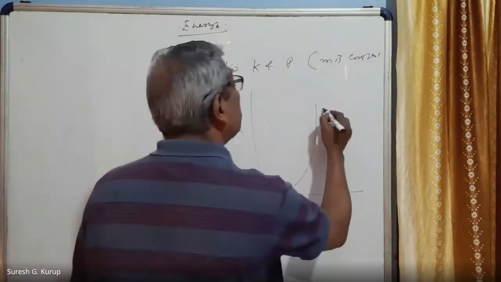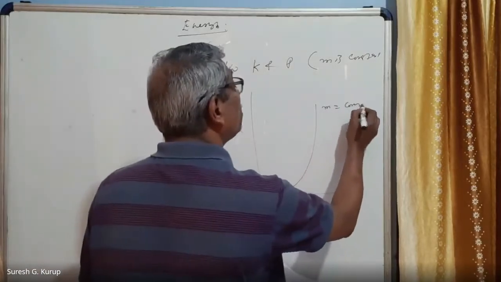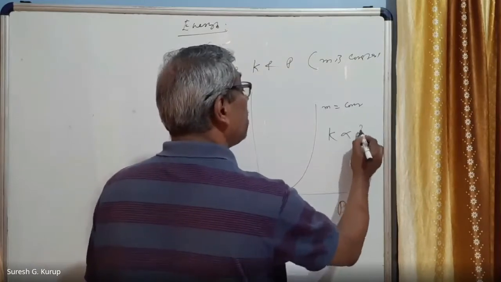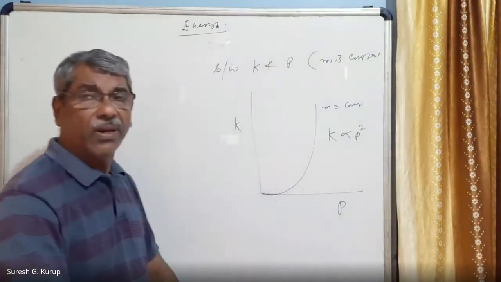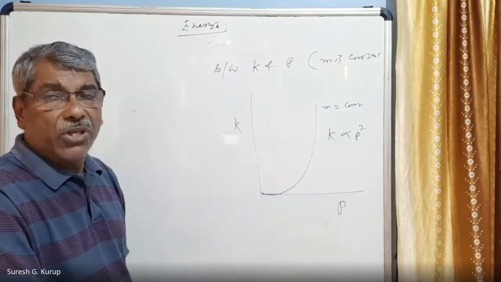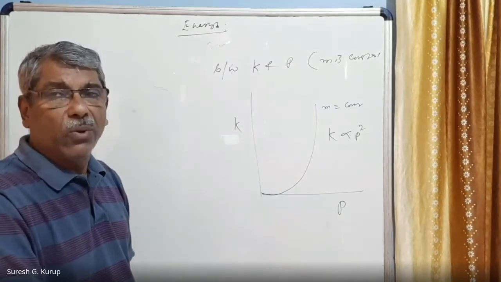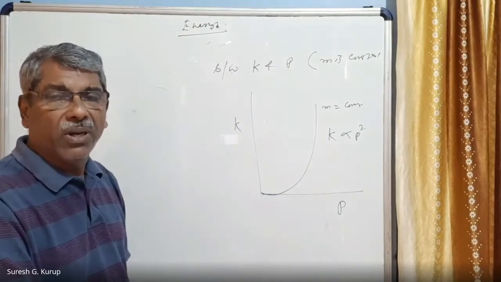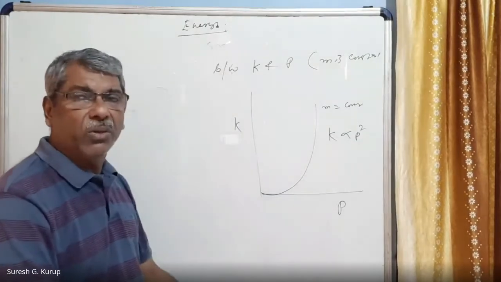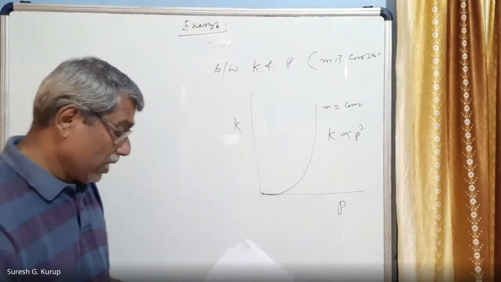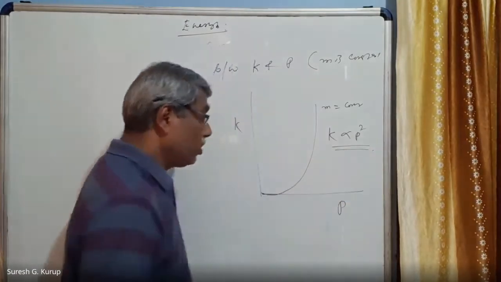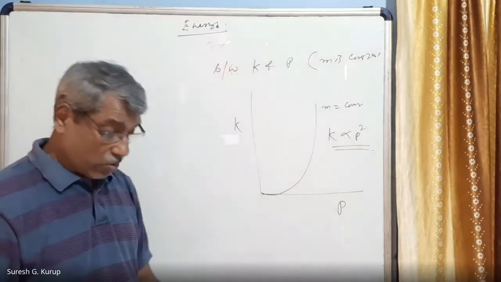In this case, M is equal to a constant, and we can say that K is directly proportional to P square. Because P is equal to root of 2mK, therefore 2mK is equal to P square. That is, we can write K is directly proportional to P square. So this graph is like this. 3 graphs also I have explained.